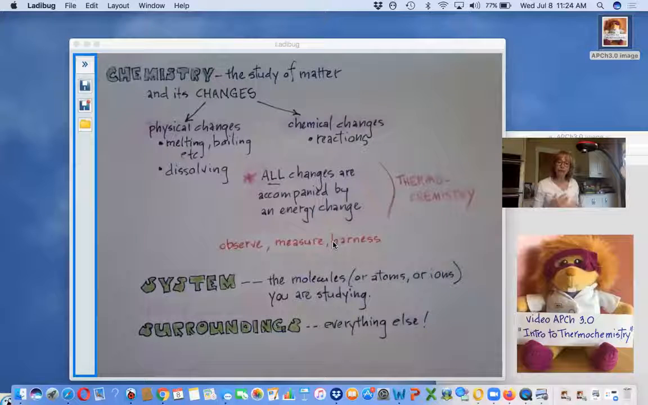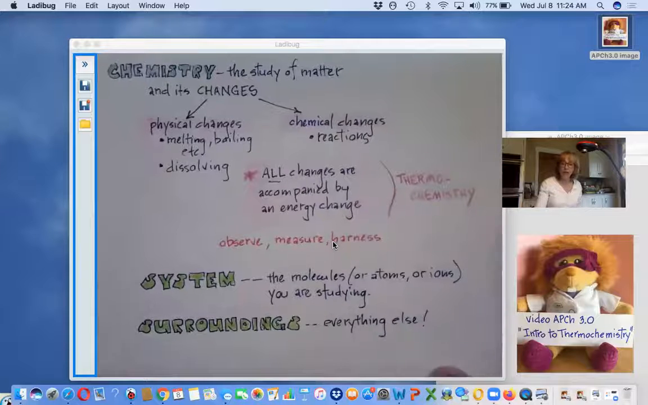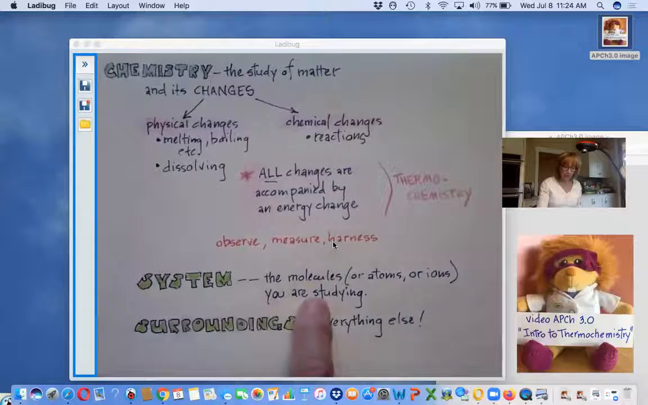So let's define a couple of terms for this study of energy change. We have the term system, which refers to the actual molecules that are doing something, or the atoms or the ions. And then the surroundings are literally everything else.